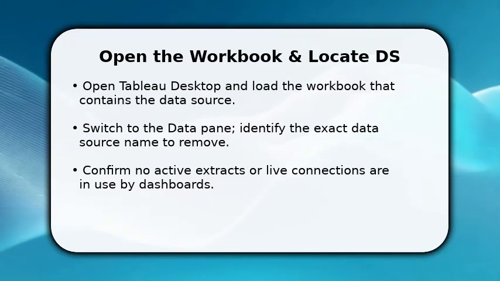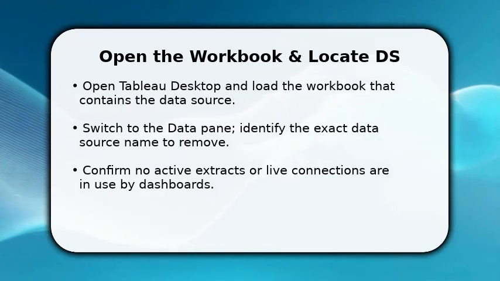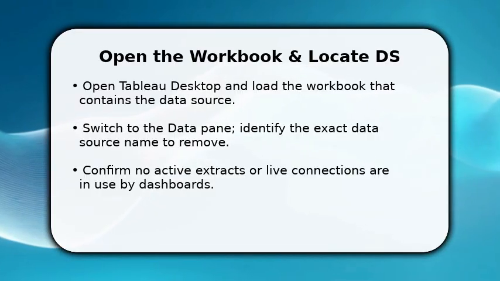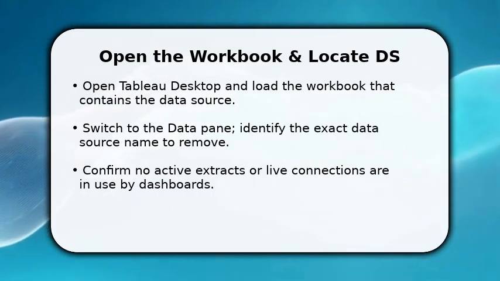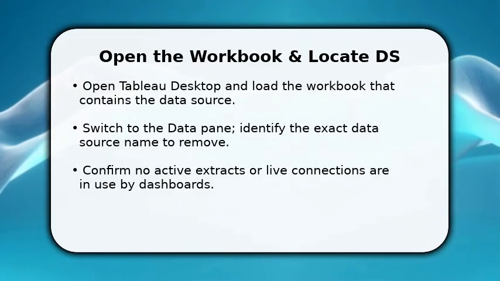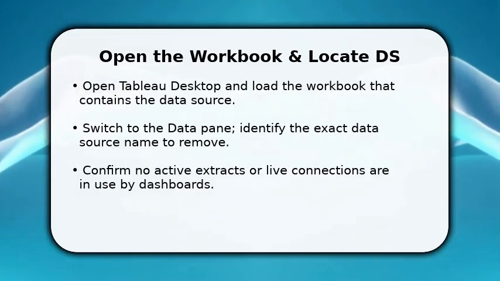You start by opening the workbook that uses the data source you want to delete. Once loaded, go straight to the data pane on the left and locate the data source by name. Make sure to check whether dashboards or worksheets reference it, because deleting a source breaks views. If it's an extract, note its refresh schedule. If live, confirm alternative sources exist. Taking these checks now prevents downstream errors and gives you a safe path to removal.